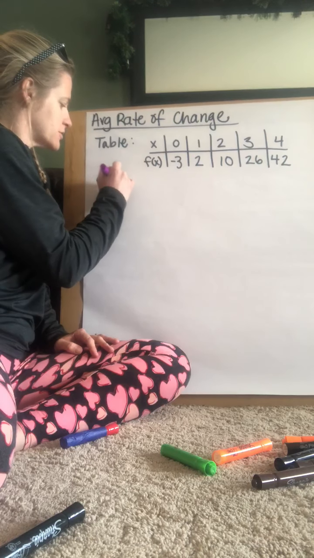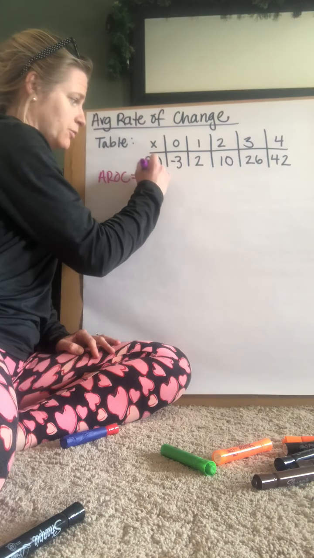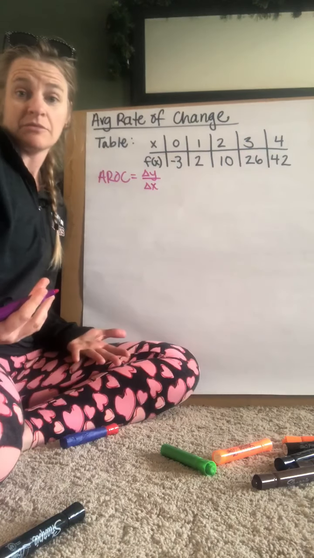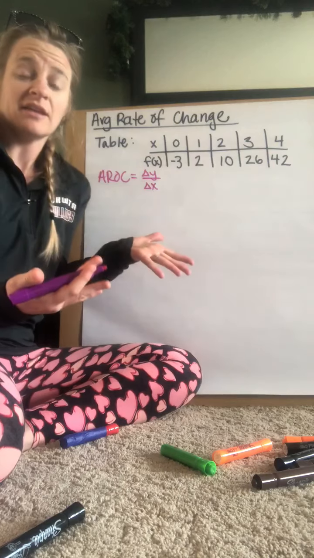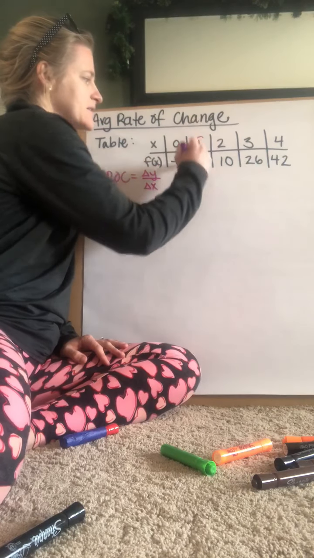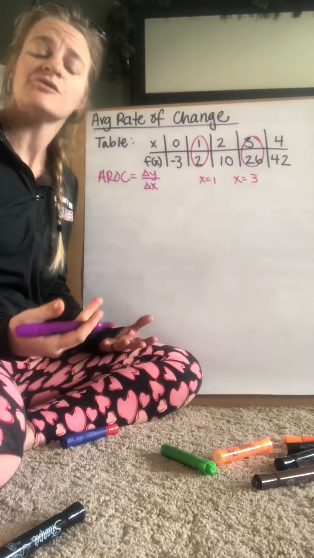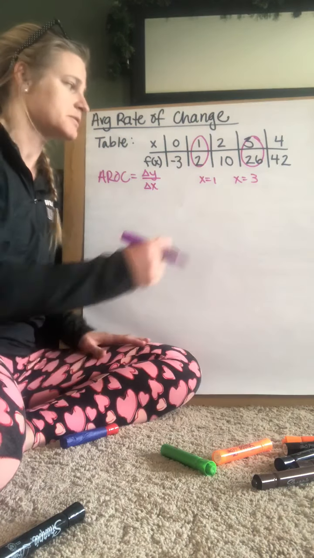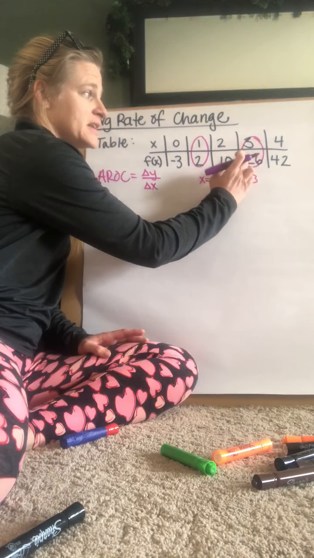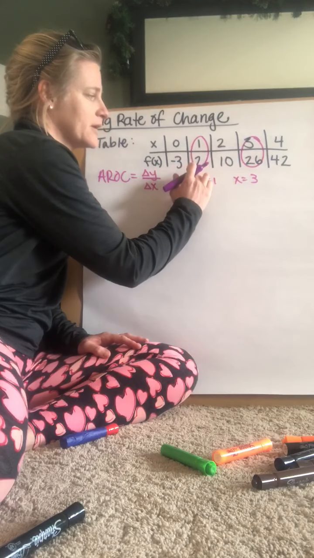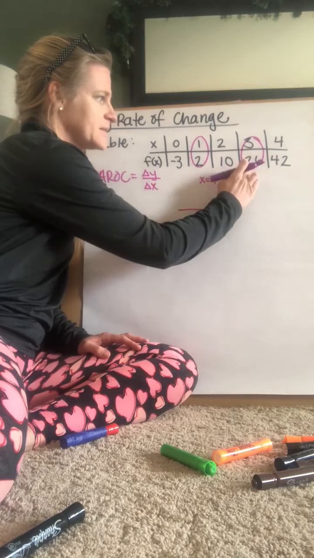Average rate of change is the change in y over the change in x. So you'll be given the interval that you need to find the average rate of change for. In this case, I'm going to find the interval from x equals 1 to x equals 3. So I'm asking to find the average rate of change between x equals 1 and x equals 3. All I do is take my y value when x is 3 and my y value when x is 1, and I subtract them.